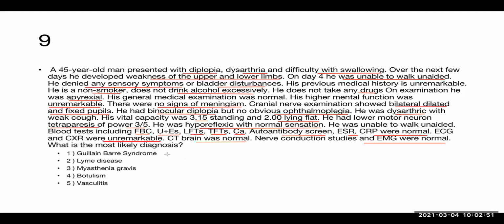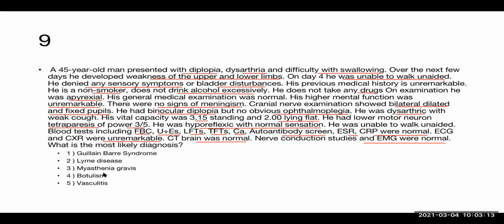Lyme disease. Lyme disease is caused by Borrelia burgdorferi. Exactly. This is caused by a tick bite. There is no such history here. They have not given any clues for that. They should have given. So, not likely.